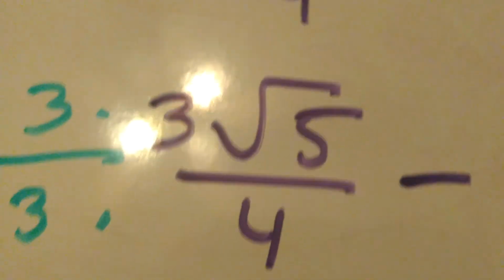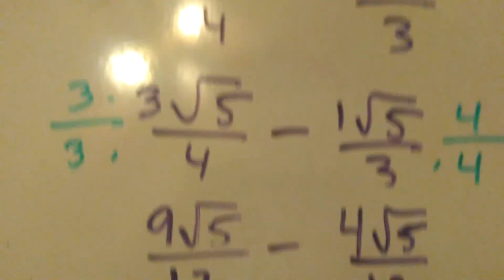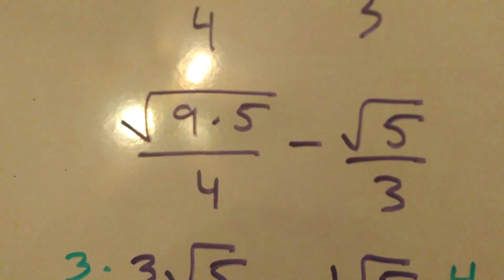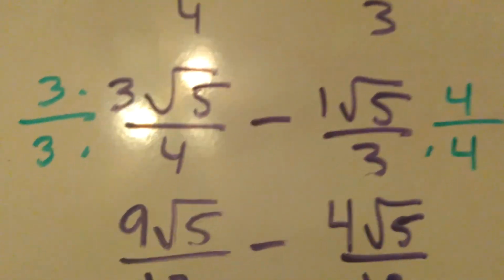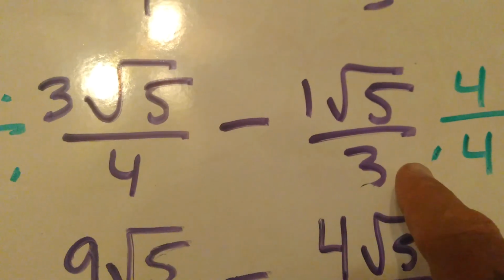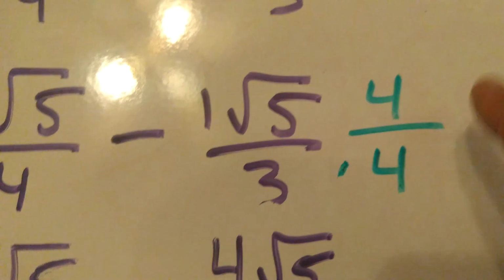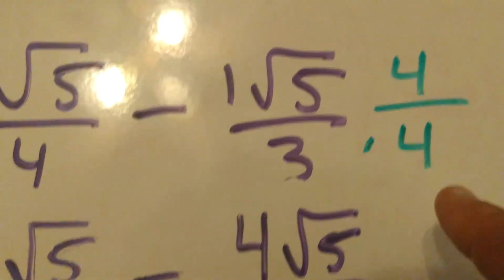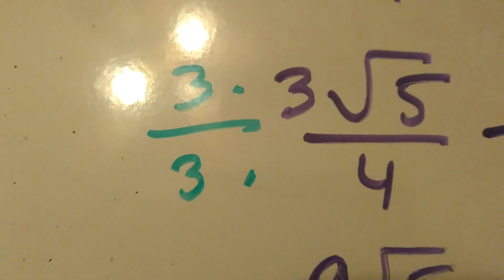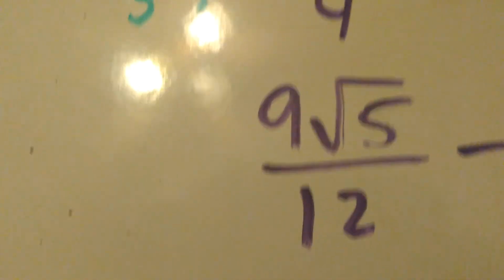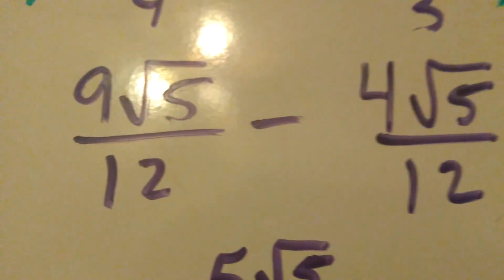What we can do here is, if we want to subtract these two, we have to get the least common denominator. The least common denominator between 4 and 3 is 12. So here we're going to multiply by 4 over 4, and we get 4 square root of 5 over 12. Here we're going to multiply by 3 over 3, which gives us 9 square root of 5 over 12.